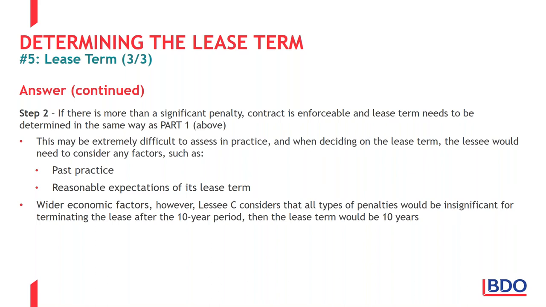And when deciding on the lease term, the lessee would need to consider other factors, so past practice and reasonable expectations. For instance, I'll give you an example. Let's say you're a government department and you are leasing a building in the CBD, and you've got a large workforce. After the 10 years, it's now on a three-month notice, hold-on or rolling arrangement. If you are going to continue to need staff, and they're going to stay in that building because it's a good location.